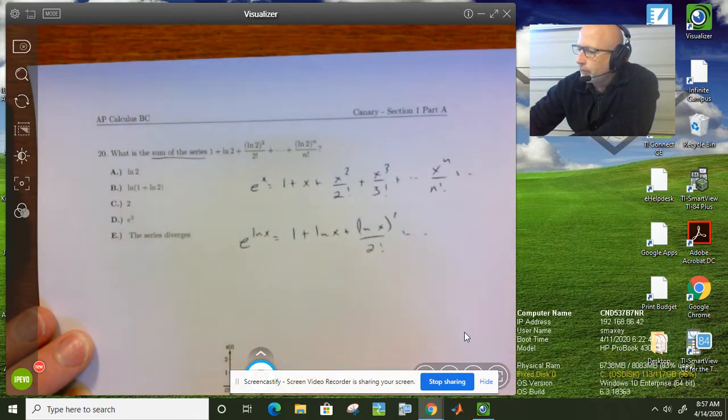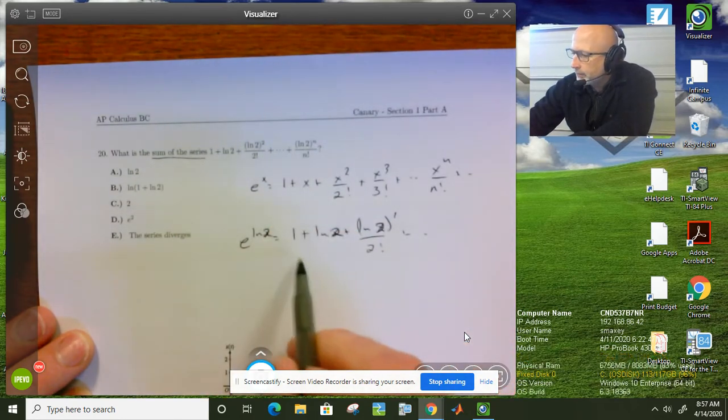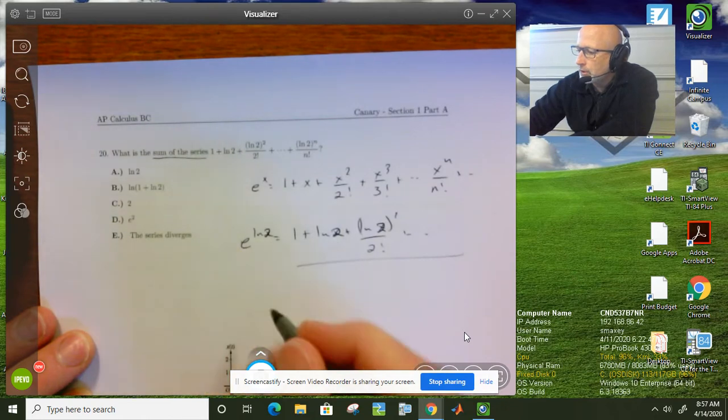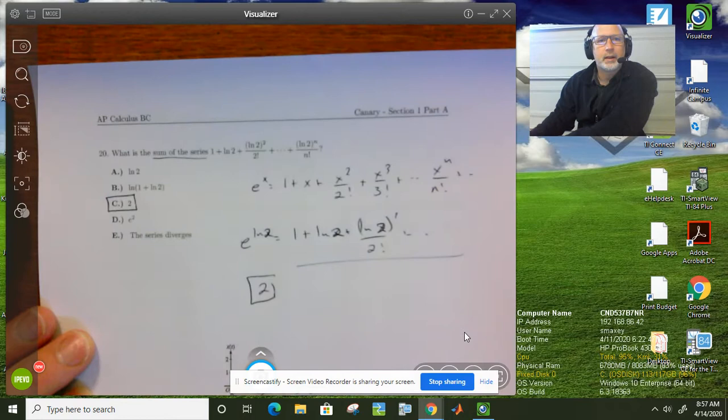But we have ln of 2, so you go ahead and put 2 in all those places, and you end up with this sum is equal to e to the ln of 2, which is simply just 2. Okay, so pretty tricky question. The answer there is 2.